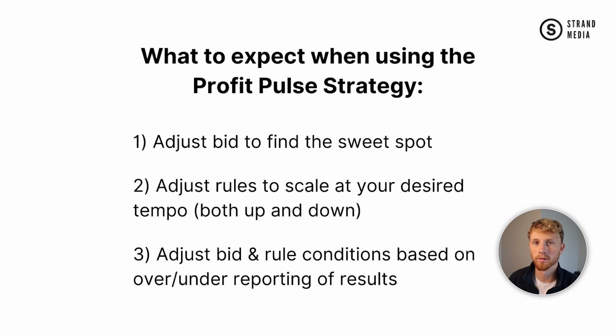As an example, if you're seeing that 20% of your overall sales are not being tracked, then you want to make sure you increase the bid by 20% if you're using the cost per result goal. Or if you're using the ROAS goal, you want to set the ROAS goal 20% lower, because 20% of your sales are not being tracked. On the other side, if 20% more sales than what you're actually getting are being tracked, then you want to adjust it the other way around.